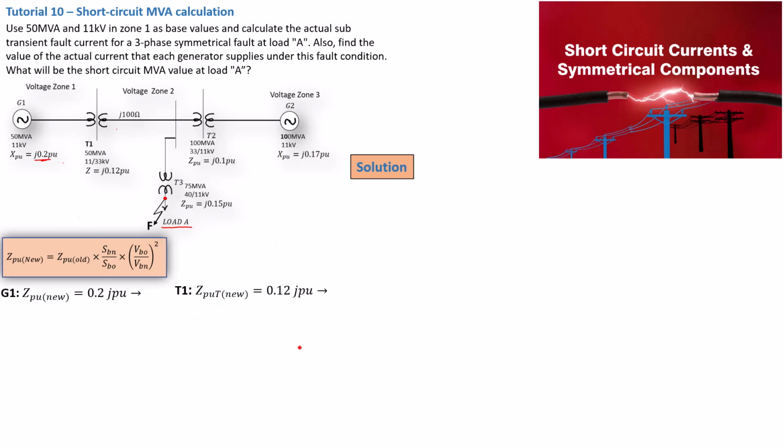Moving forward, T1 Z per unit new is 0.12j per unit, and for generator 2, Z per unit new is 0.085. The transformer that follows, T2, is 0.05j per unit.